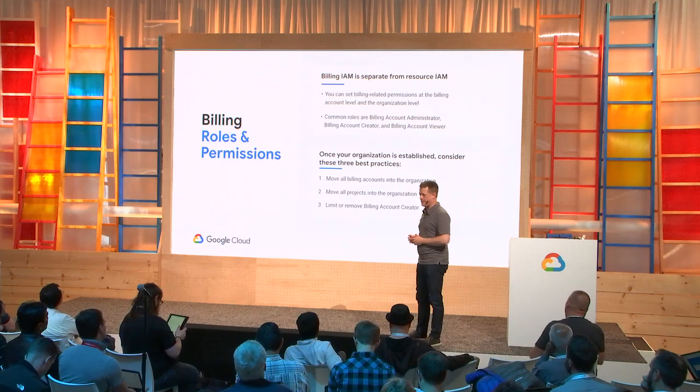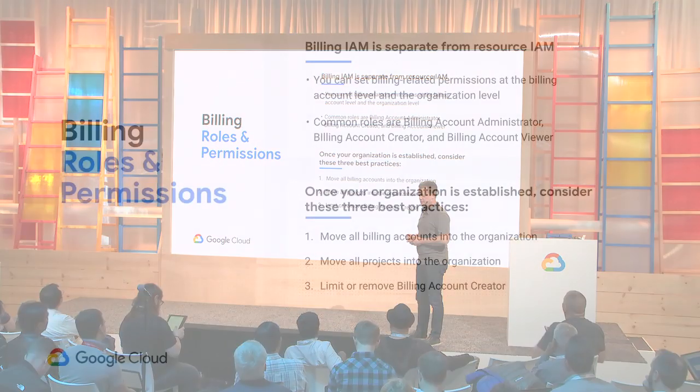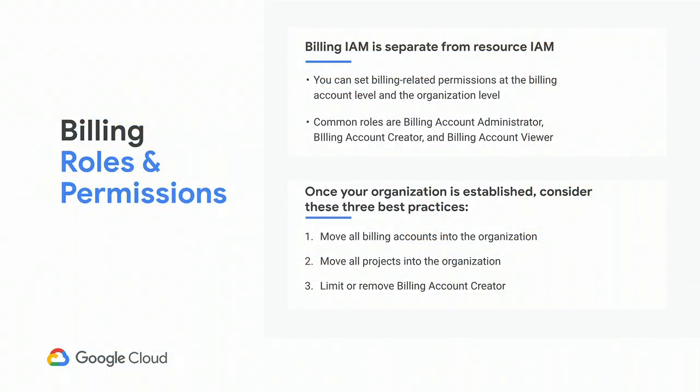A couple of advanced topics, and then we'll leave a good bit of time for questions. First, as I mentioned at the beginning, billing IAM, billing identity and access management, and resource IAM, the roles and permissions on billing accounts and projects are completely separate. You can give your finance team billing account admin permissions. They'll be a super user. They can run their queries in BigQuery. They can look at billing reports.